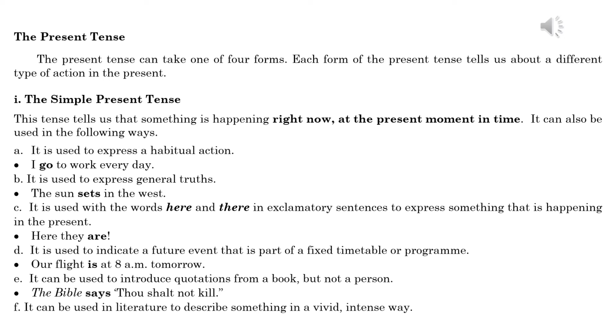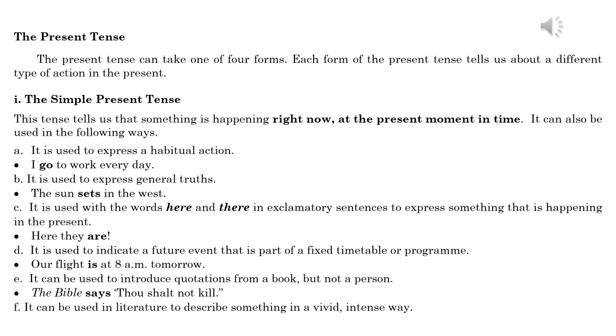A. It is used to express a habitual action. I go to work every day. B. It is used to express general truths. The sun sets in the west. C. It is used with the words here and there in exclamatory sentences to express something that is happening in the present. Here they are.